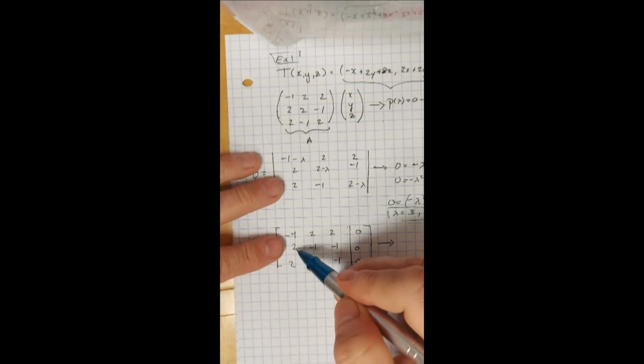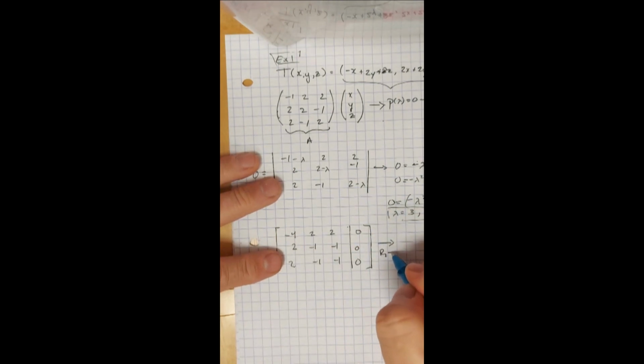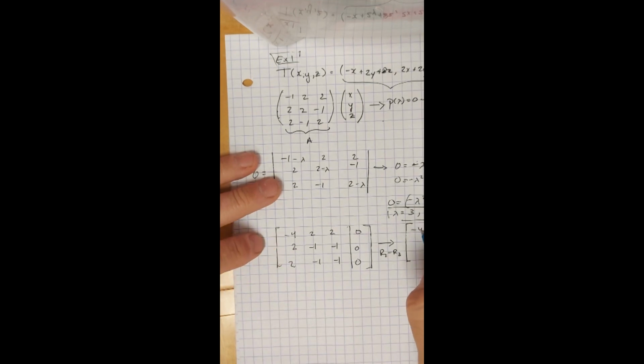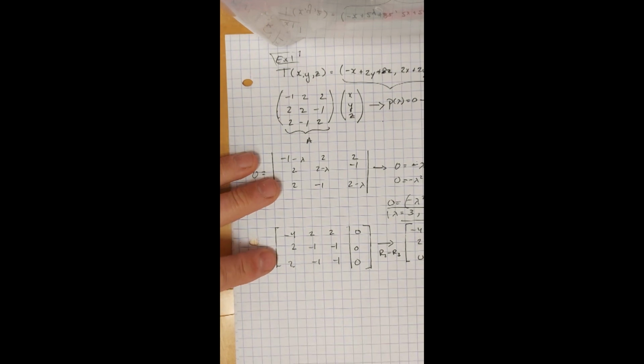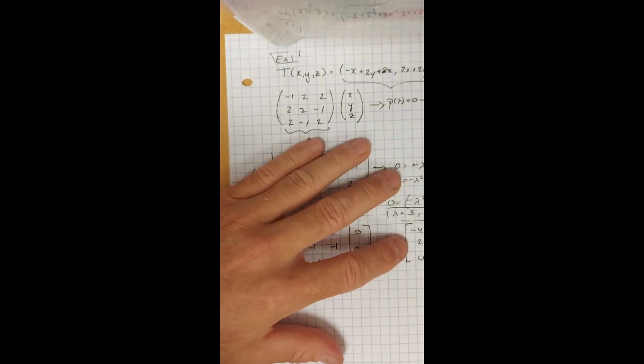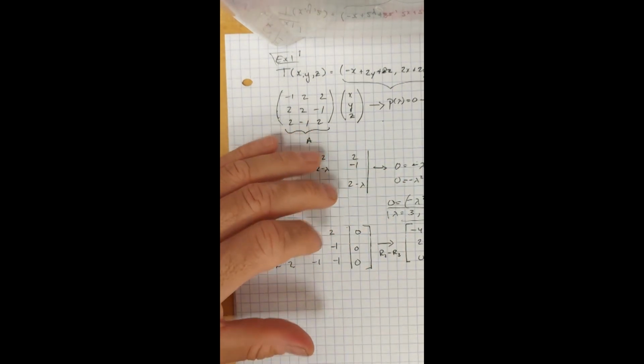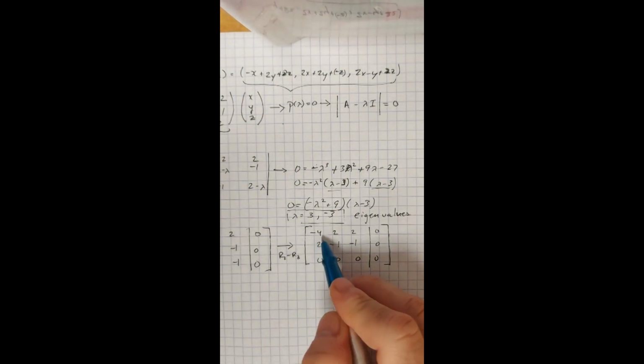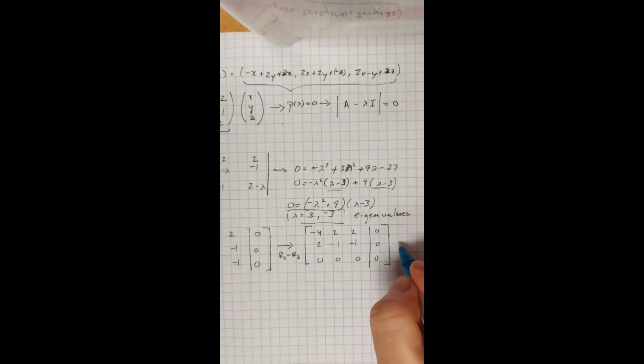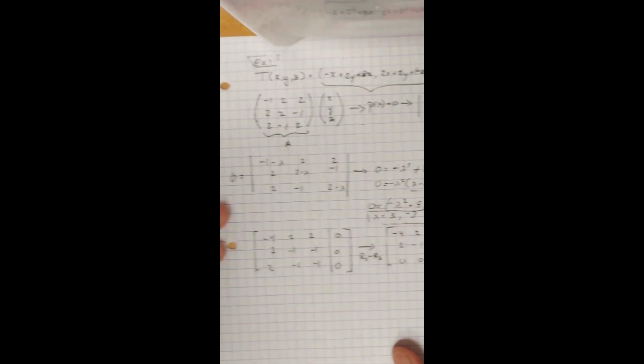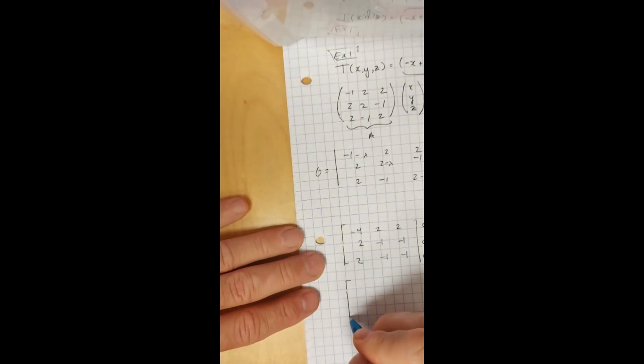So if I just add or subtract these two rows together, row 2 minus row 3, the top one's going to stay the same, -4, 2, 2, 0, 0, 0, and then 2, -1, -1, and this is going to be 0, 0, 0. Okay, so it looks like I can do maybe 2 times row 1 and add it to row 2. So 2 times row 1 and add it to row 2. So if I do that, then we have a new matrix.